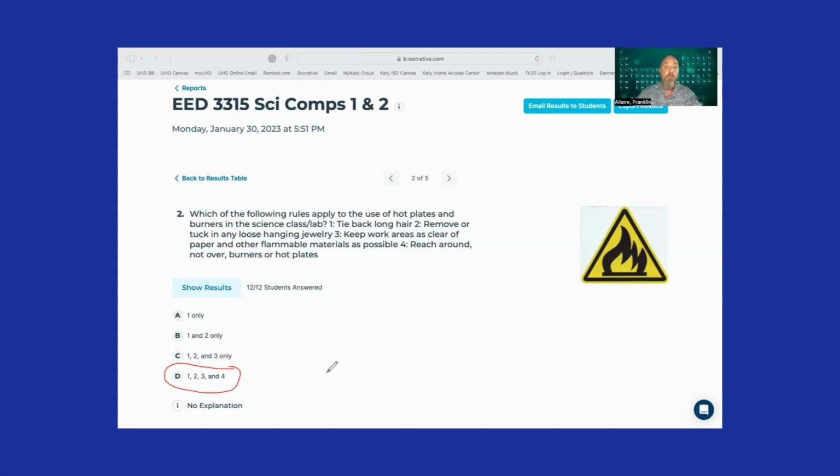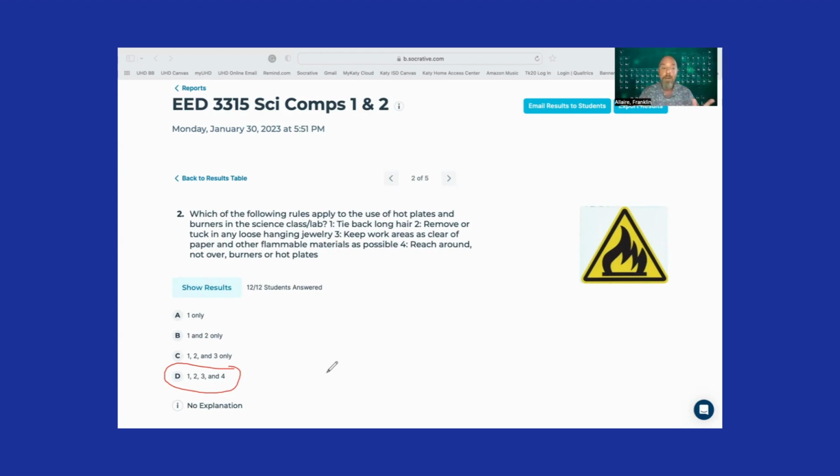We want to remove or tuck in any loose hanging jewelry. So any bangles or watches that might be hanging on somebody's wrists, any necklaces that people might be wearing, you tuck those into your shirt or you remove them while you're working with hot plates or Bunsen burners, because we don't want those to get caught on anything. We don't want them to touch anything because that could, of course, melt things, but then also burn people and cause accidents.